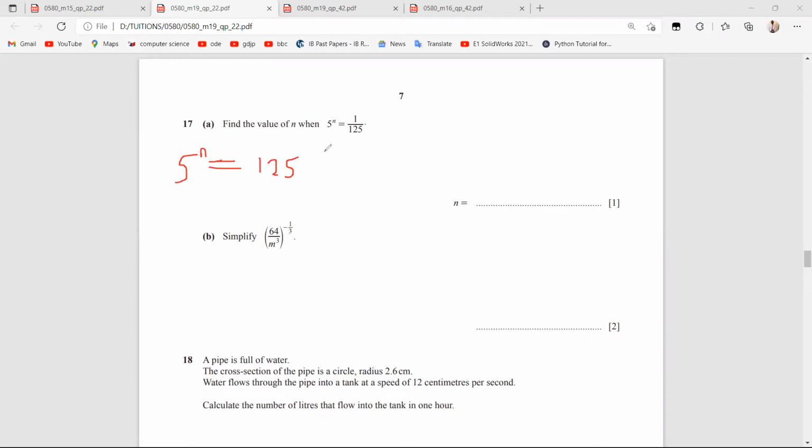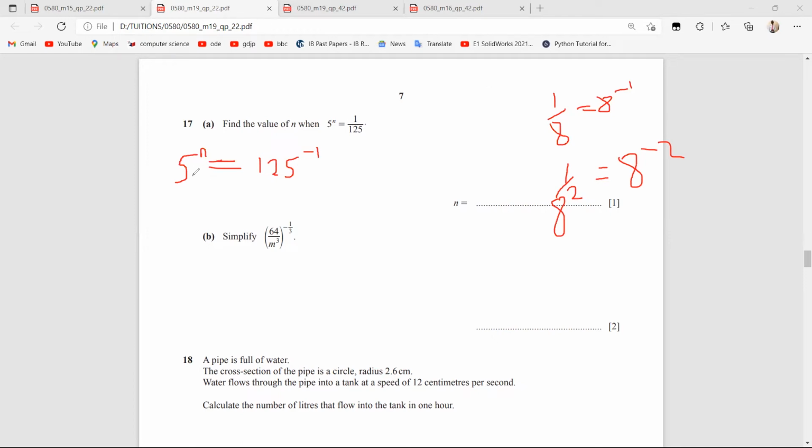You know that if a number is at the bottom, you bring it up, we put an inverse sign up there. It's like having 1 over 8. If you want to write it as 8, it will be 8 power negative 1. If it's 1 over 8 squared, you bring it up, it will be 8 to the power of -2. So that's the simple step that I'm using to write 125, a bit normal for us.